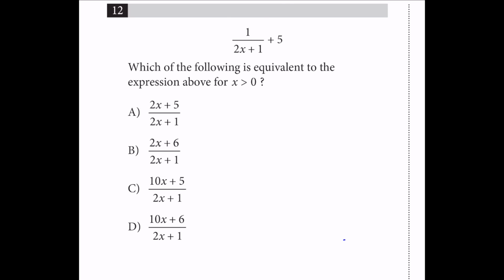To solve 12, you need to make a common denominator out of these two terms, and that common denominator, of course, is 2x plus 1, and all of the options have the same denominator. So you need to multiply 2x plus 1 over 2x plus 1 for 5, and on the top you are left with 1 plus 10x plus 5, right? And that is 10x plus 6. That's why D is the answer.